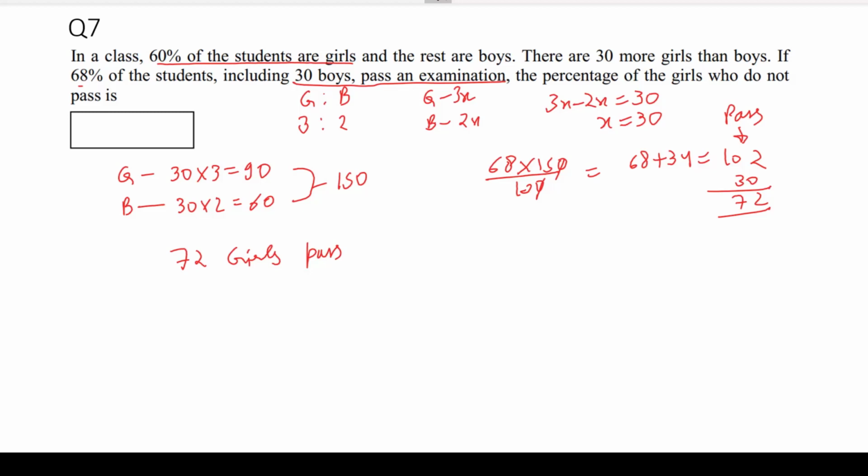Now the total number of girls was 90. Hence 18 girls didn't pass the examination. The question is the percentage of girls who didn't pass the examination. So the required answer will be 18 upon the total number of girls into 100. That will be 20%. Hence 20 is the answer.